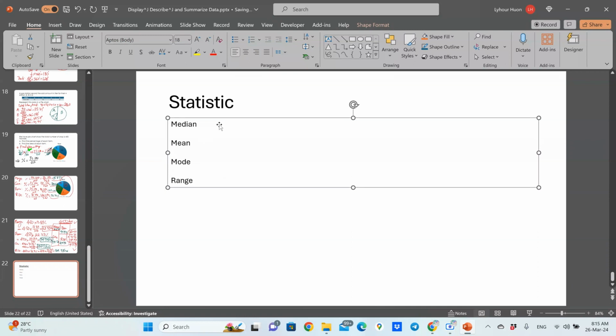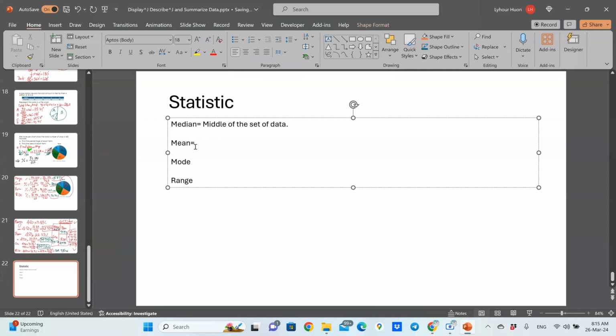Okay. So, can you guess what is the definition of the median? The middle of the numbers. But here, since we study statistics, it's the middle of a set of data, right? The middle of a set of data. So that's called the median.